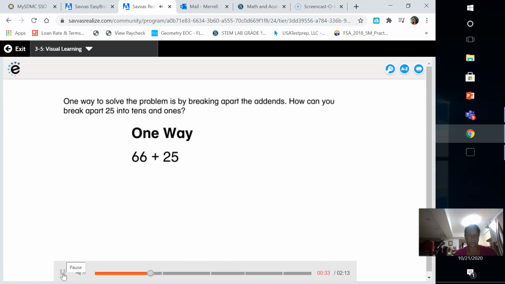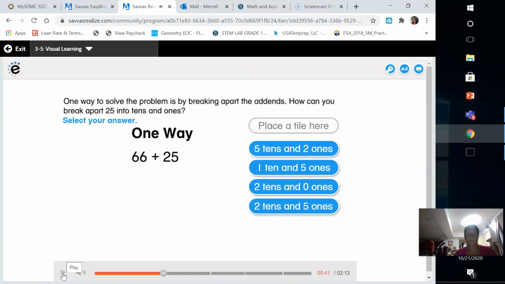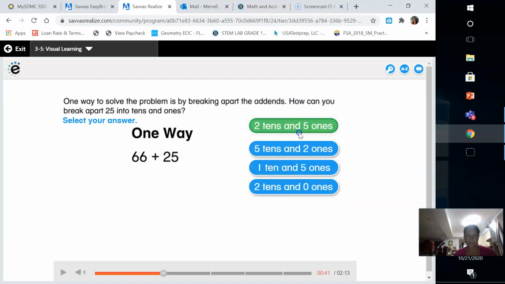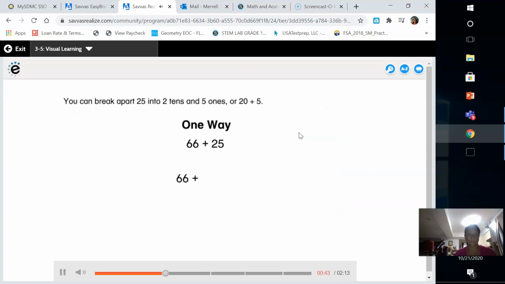One way to solve the problem is by breaking apart the addends. How can you break apart 25 into tens and ones? Well, we have 2 tens and 5 ones. You can break apart 25 into 2 tens and 5 ones, or 20 plus 5. Then you can break apart 5 into 4 plus 1.